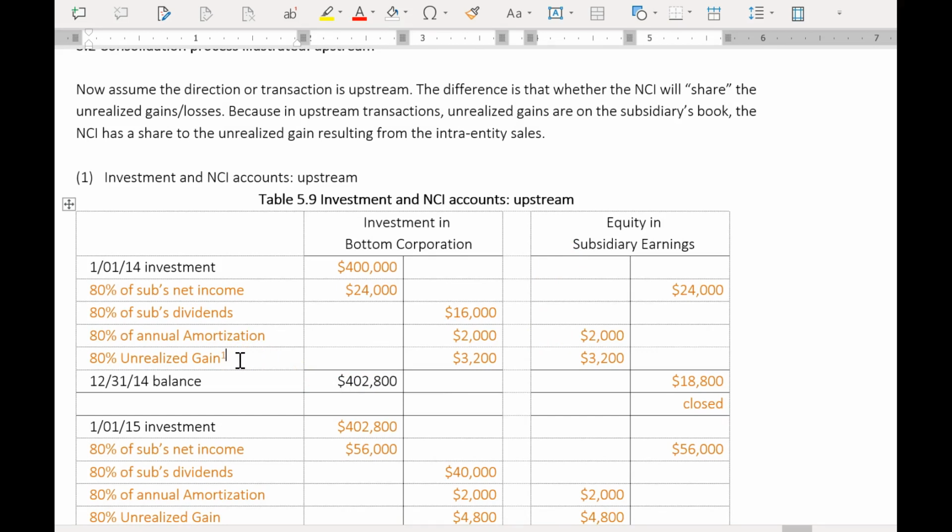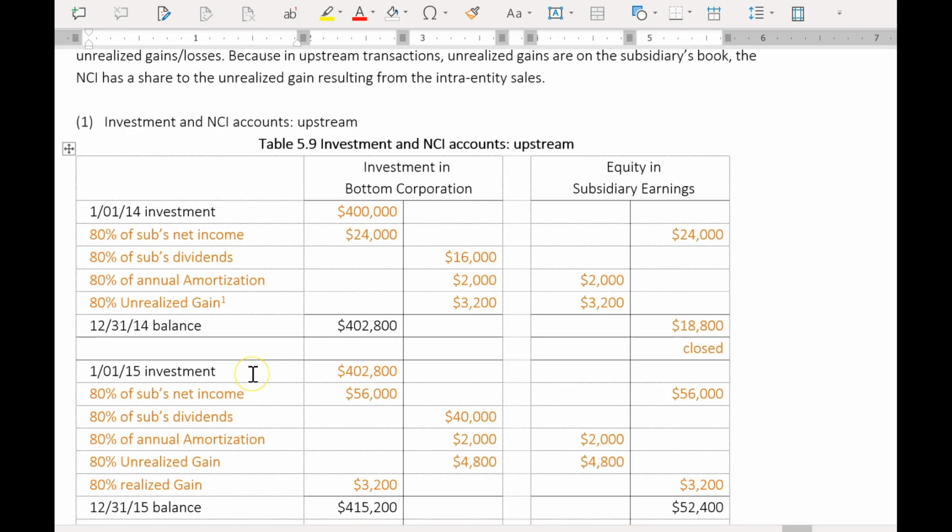Why is this important? This is important because when you're doing consolidation, you need to predict the NCI in subsidiary's net income and the NCI accounts, which, as I said before in chapter 4, the NCI account mirrors investment, and NCI net income mirrors equity in net income. So let's take a look at the parent's bookkeeping. This is the bookkeeping for you to do the first two columns of the worksheet, as well as to predict the NCI in the consolidated financial statement.